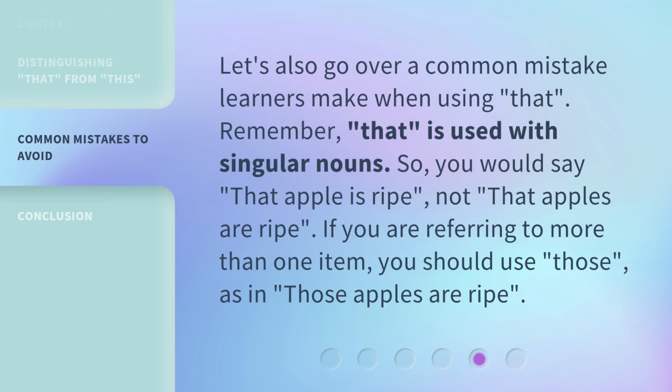Let's also go over a common mistake learners make when using that. Remember, that is used with singular nouns. So, you would say, that apple is ripe. Not, that apples are ripe. If you are referring to more than one item, you should use those, as in, those apples are ripe.